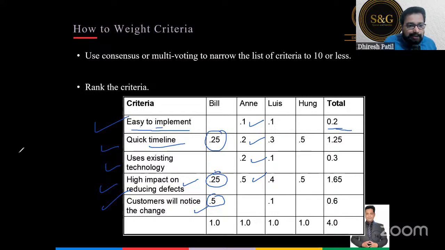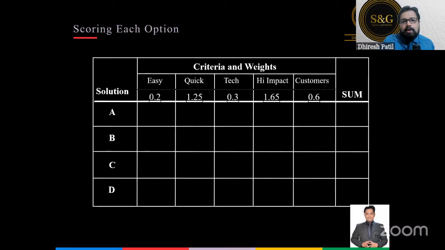Okay. Now what do we do next? Yeah, got it? Fantastic. So now this is how we put it in the table. Here the same criteria which was vertical, I just put in the horizontal axis. You can see here: ease of implementation, quick, high tech, high impact, customers.